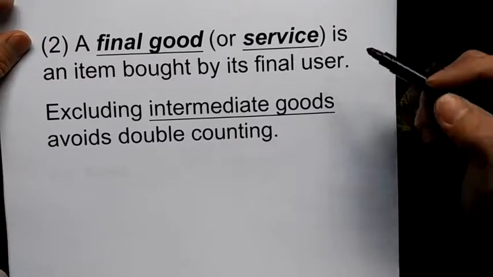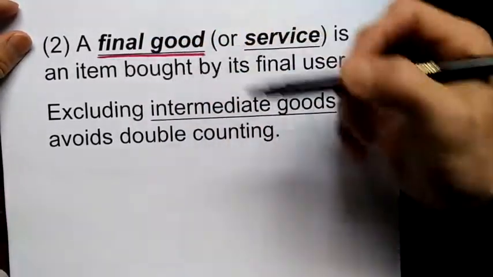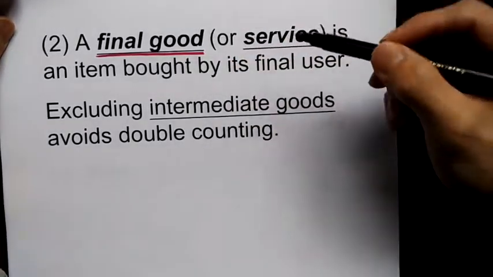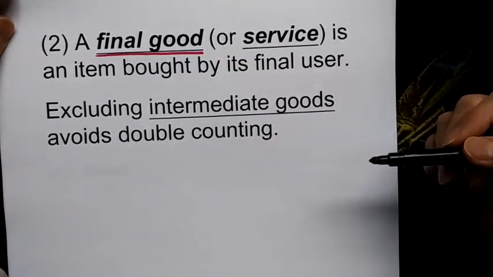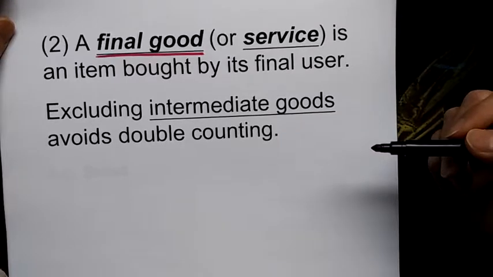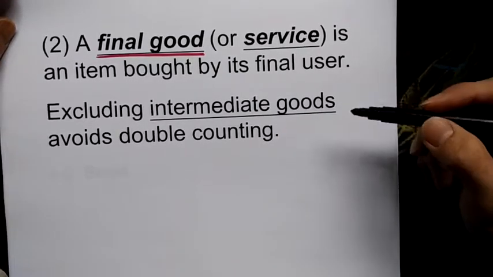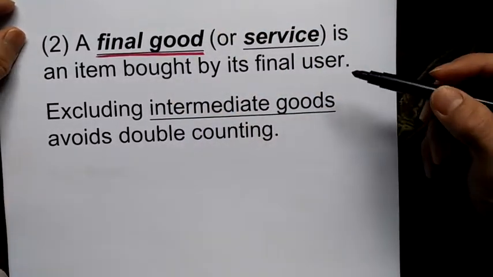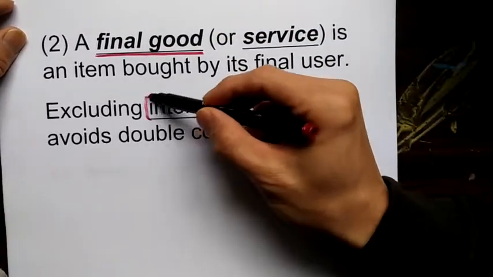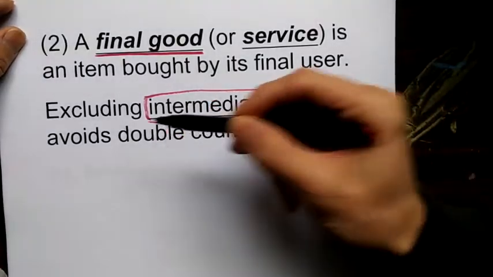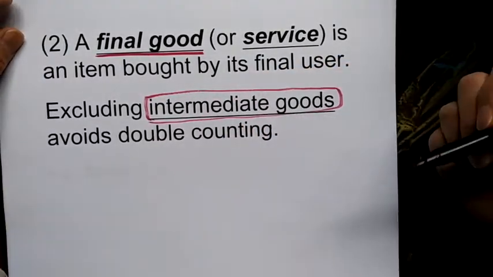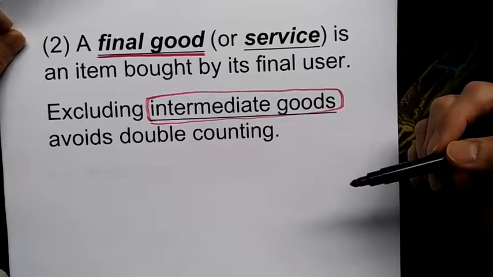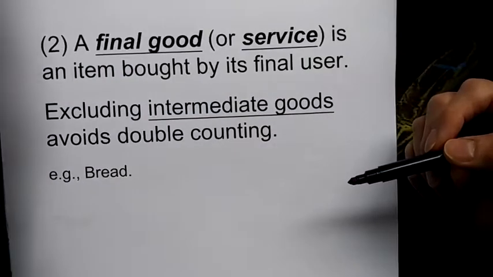The second key point is that when you calculate nominal GDP, you can only count final goods and services. So what are final goods and services? Well, in order to understand final goods and services, we have to introduce intermediate goods. What are intermediate goods? Let me give you an example.